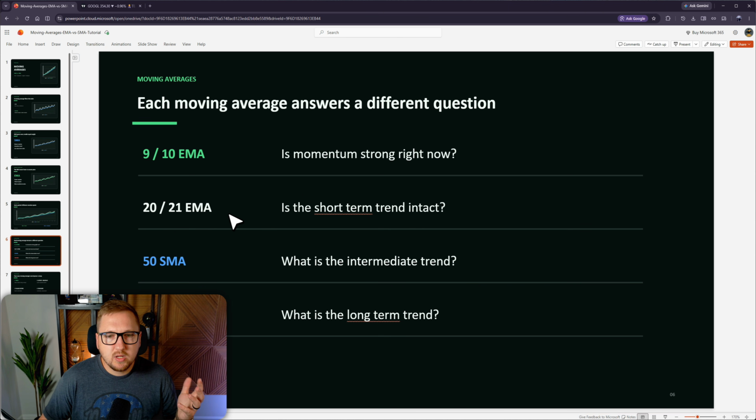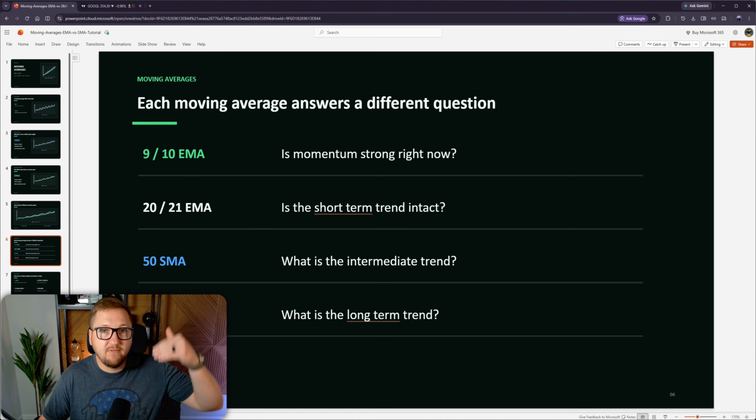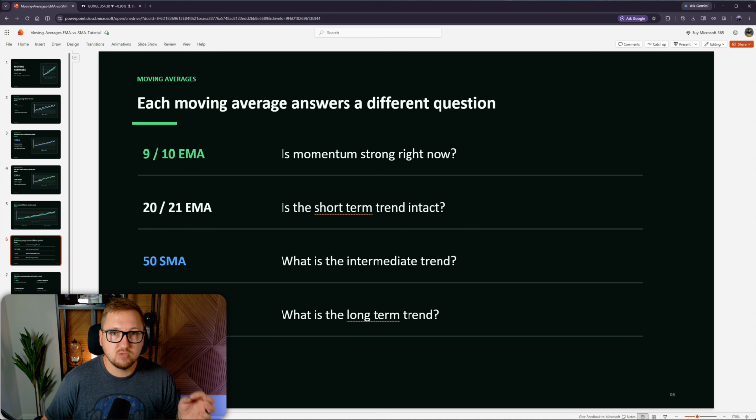Okay, 20 or 21 EMA. This is more short-term trend. Is it intact? 50 EMA or SMA. This is where you typically get into SMAs once you get higher. EMAs are typically used for 9, 21, 13. And then as you get above 50, people are usually using smooth moving averages.